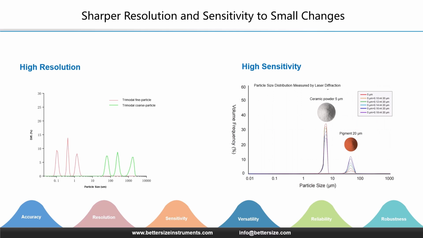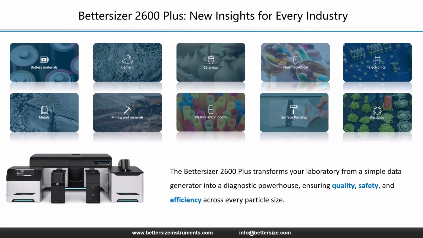On the right, we test sensitivity, the ability to detect trace contamination. We added minute quantities of 20 micron particles to a 5 micron base. Even at extremely low concentrations, the system picks up that second peak immediately. This ensures that if you have a needle in a haystack, like a few large particles in a fine powder, we will find it. We end here not with a list of features, but with the new insights the Bettersizer 2600 Plus brings to your industry.